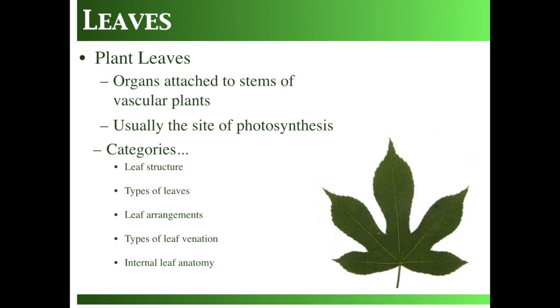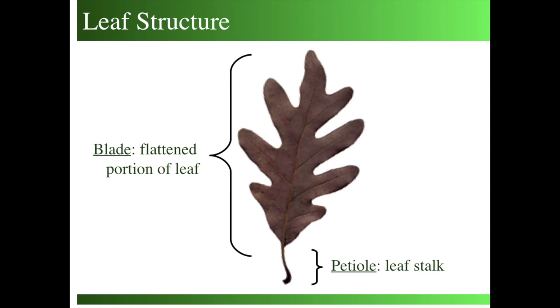We are going to divide leaves up into categories such as leaf structure, types of leaves, leaf arrangement, leaf venation, and internal anatomy. The basic leaf structure includes two parts: the blade, which is the flattened portion of the leaf, usually the body, and then the petiole, which is the leaf stalk, which attaches to the branch.